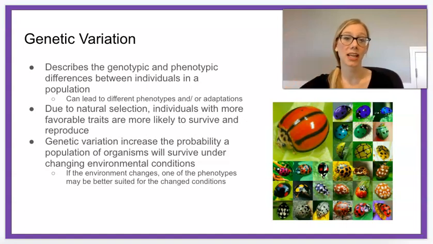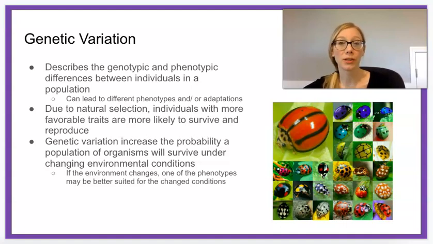So first, what's genetic variation? Well, it describes the genotypic and phenotypic differences in individuals in a population, right? We know that different phenotypes can lead to different adaptations, and of course, different genotypes lead to those different phenotypes, right? So due to natural selection, individuals with more favorable traits are more likely to survive and therefore reproduce. So we start to see those traits become more prominent in a population over long periods of time. Genetic variation increases the probability a population of organisms will survive under changing environmental conditions, right?